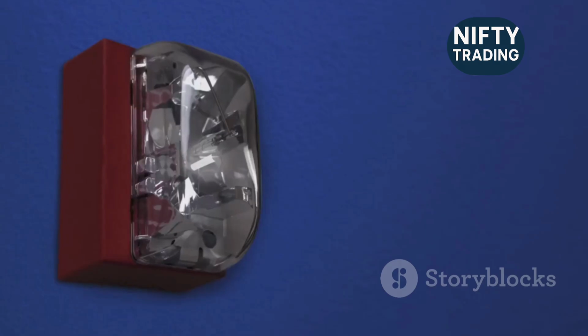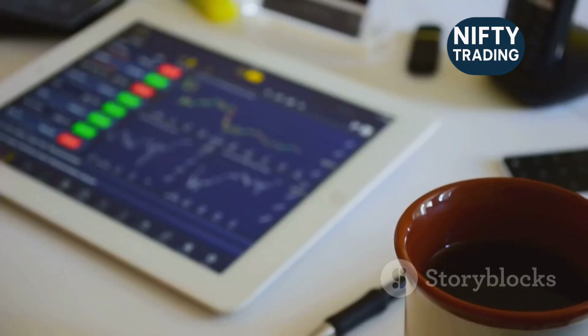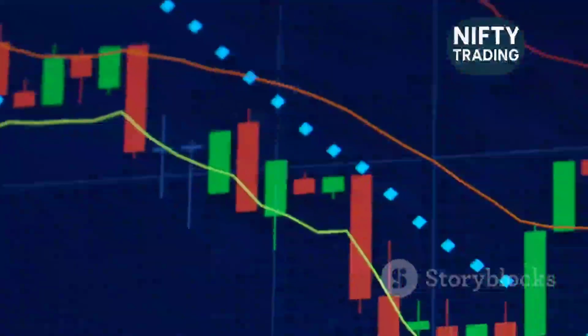But remember, confirmation is key. Don't jump in on patterns alone. Look for supporting evidence. Next, let's see how 3 candles can make the message even stronger.